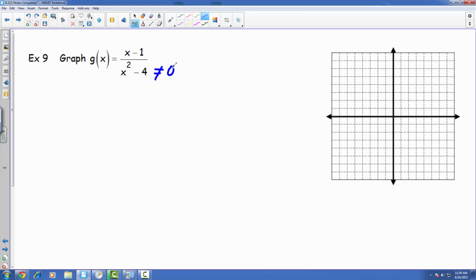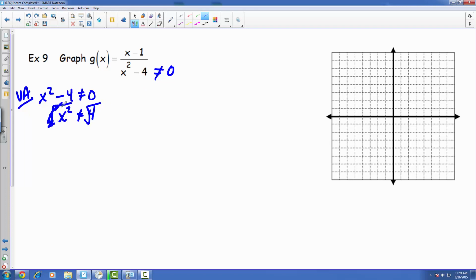We know that we set the bottom not equal to 0. So we have x squared minus 4 is not equal to 0, for our VA. Then we can solve from this. There are a couple of ways to do that, but I think the quickest and easiest way is just to add 4 to both sides and then take the square root.